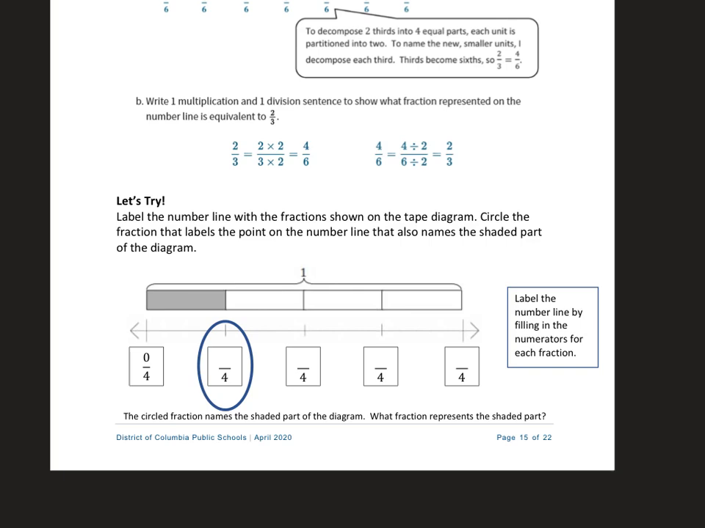So let's look at this tape diagram. I can see that it has 4 total units, which is why they made the denominator 4, and then they shaded in 1 unit. Okay, so I know that this is 0/4. I know that this right here on the tape diagram is representing 1/4, so I'm going to put 1/4 on my number line right here. All right, if I look at this part of the number line, I know that's going to be the same as 2/4. All right, then I know that this right here is going to be 3/4. And then, of course, 1 whole is going to be the same as 4/4.